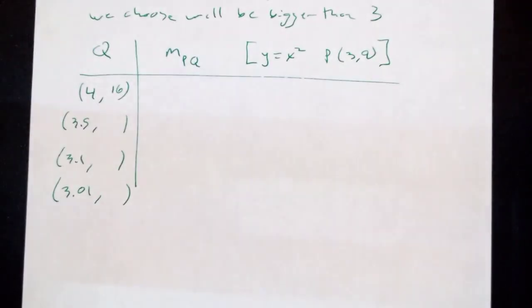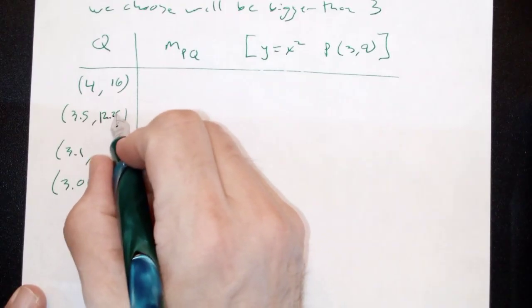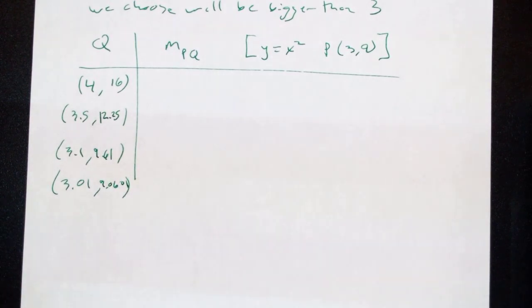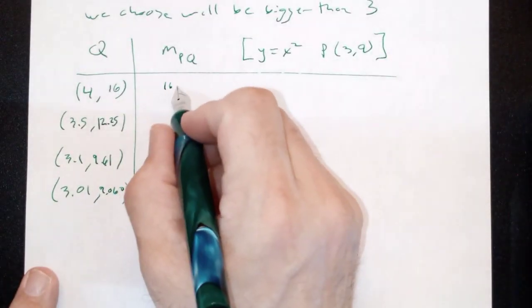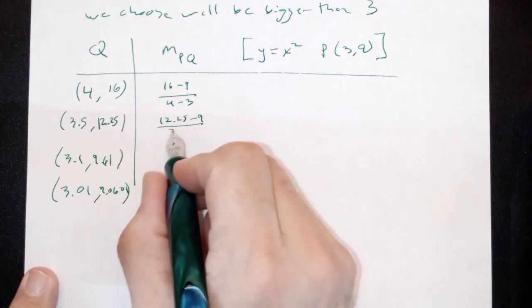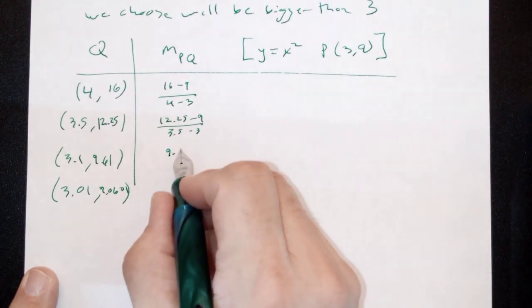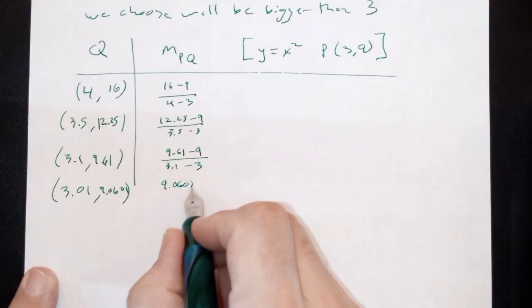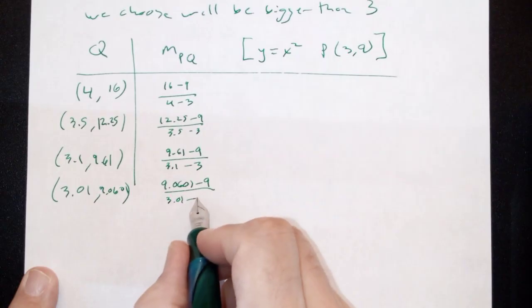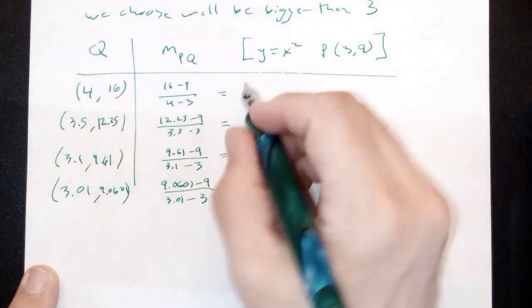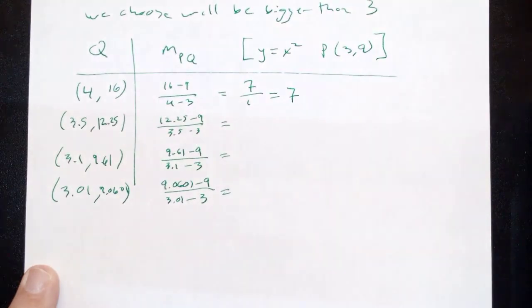So I now have all of the numbers I need here. And I can do my slope calculations. 16 minus 9 is 7. 4 minus 3 is 1. So I get 7 up there.